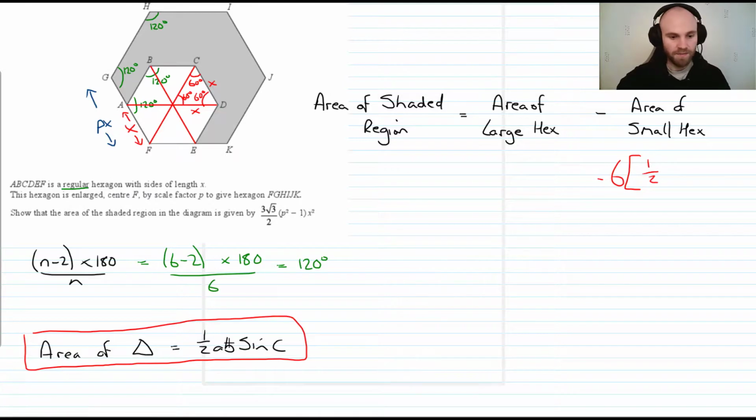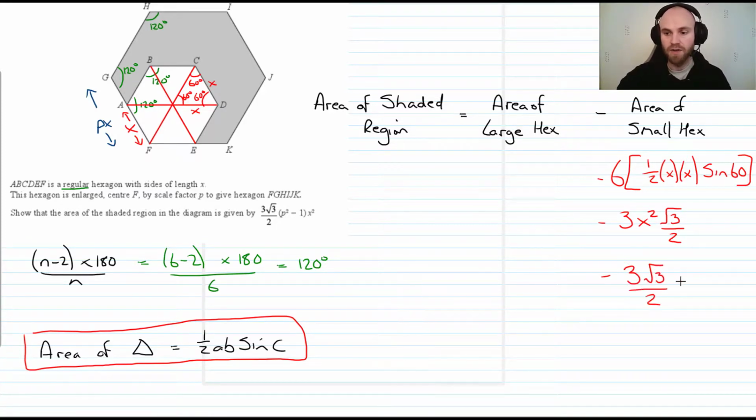We're going to have a half AB. Well, A is going to be x, B is going to be x. So we're going to have x, x, and then the sine C, this angle in the middle, is going to be sine 60. And just to tidy this up a little bit, we have 6 multiplied by a half, so that's just going to be 3. x multiplied by x is going to be x squared. Sine 60, you can do this on your calculator if you need to. It's a calculator paper, but you should know that this is going to be root 3 over 2.